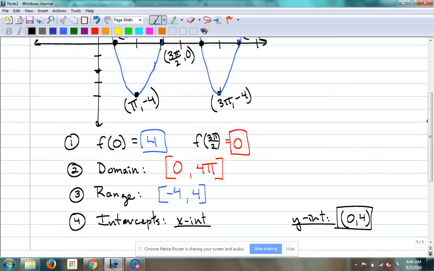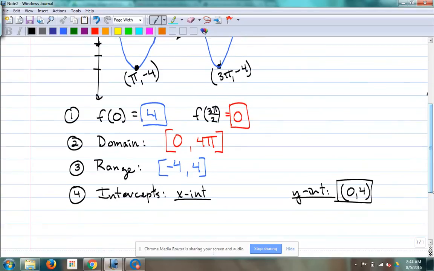Okay, so interval notation deals with domain and range. We'll talk about increasing and decreasing in a second. Those are intervals, but intercepts are always going to be points, ordered pairs. So be careful of that. I always have that problem in this section.